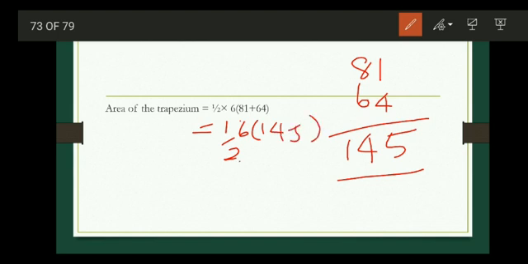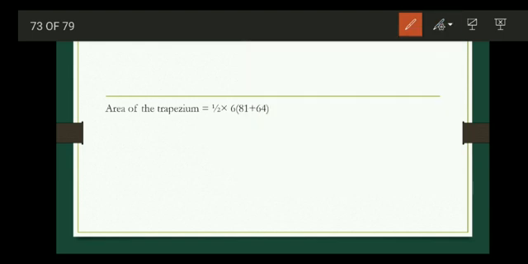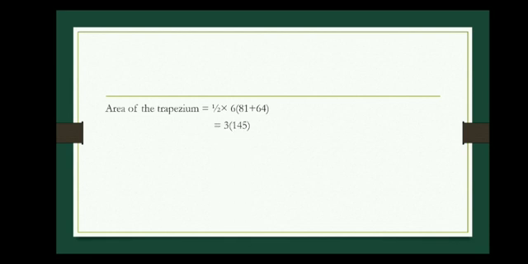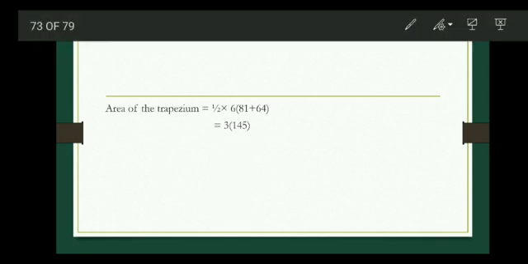This is nothing but 6 by 2. When you divide 6 by 2, 3 2s are 6. Right. So 6 by 2 is 3. Okay. So 3 into 145. So multiply 145 into 3.